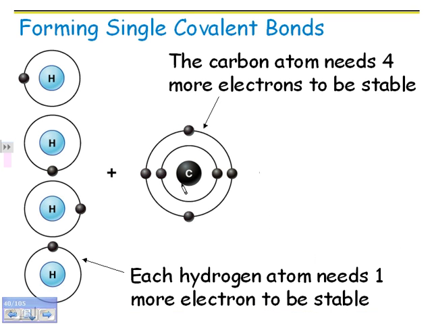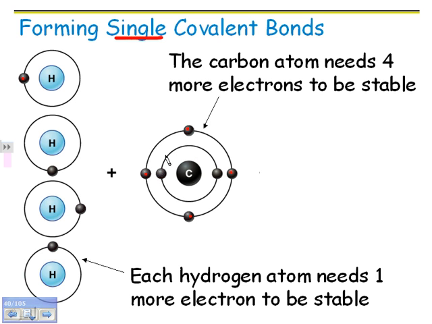We're talking about covalent bonds, and the first one we're going to talk about are single covalent bonds. So a single covalent bond is when two atoms share one pair of electrons. So this is a carbon atom, and you'll notice it has 1, 2, 3, 4 electrons in this outer shell, and to be stable it needs 8. So it might share one with hydrogen.